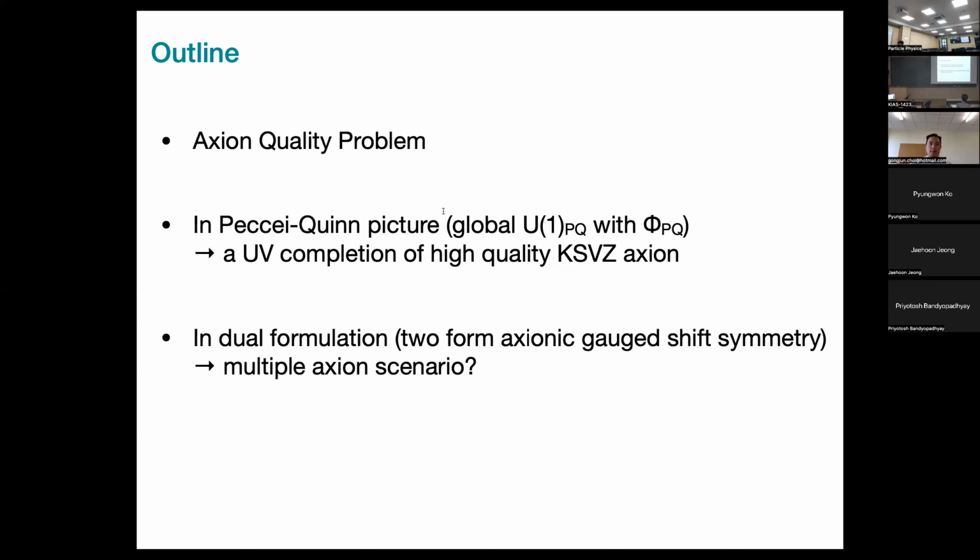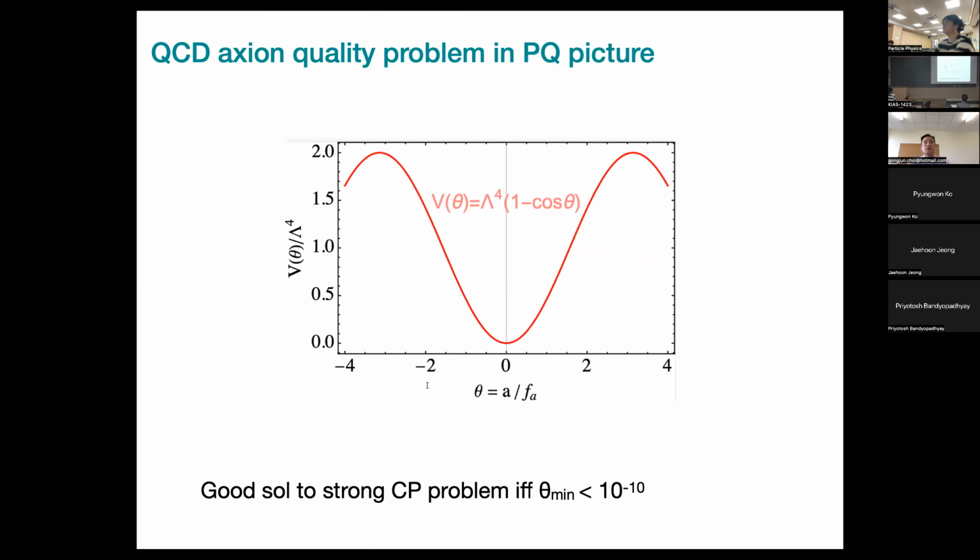And then I will move to a very different perspective to understand the QCD axion quality problem and the axion solution to the strong CP problem, based on the so-called dual formulation, which was proposed a long time ago by Gia Dvali. There you will see that we don't have the Peccei-Quinn symmetry, but the axionic shift symmetry arises as a consequence of a two-form axionic gauged shift symmetry. And the implication for a high-quality QCD axion may be a multiple axion scenario.